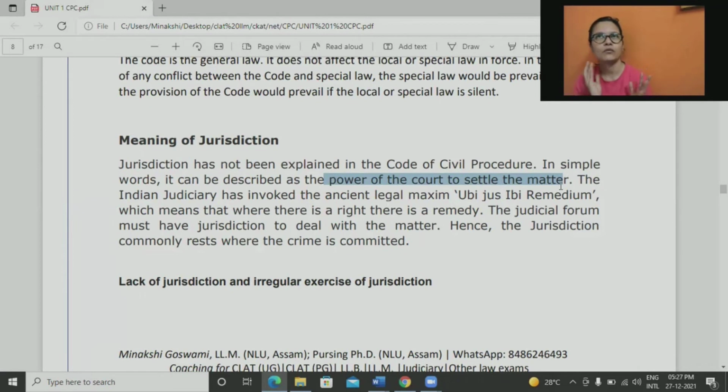Now, whether the court has power to decide on a certain matter or not will be decided based on various factors. One is the territory of the place where the crime was committed, or where the wrong has taken place, like you said yesterday. What were the other grounds? Do you remember any other ground? Territory where the crime or the wrong has taken place, apart from that.